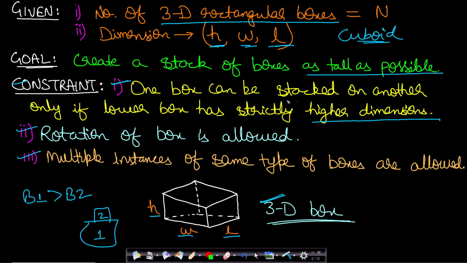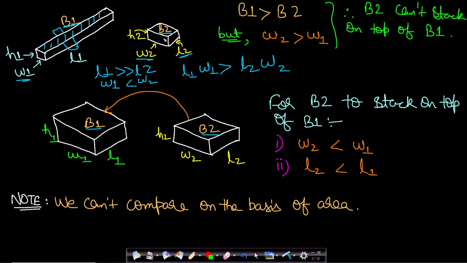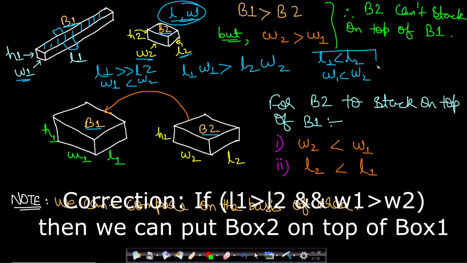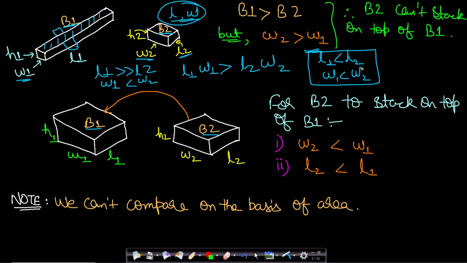According to the constraint, one box can be stacked on another only if the lower box has strictly higher dimensions. These higher dimensions don't refer to area, but to the dimensions which are used to calculate the base area, so it is referring to length and width. So strictly lower dimension means if you want to fit B2 on top of B1, then L2 should be less than L1, and also W2 should be less than W1. If this is true, it is called strictly lower dimensions, right? Only then can you place box 2 on top of box 1.